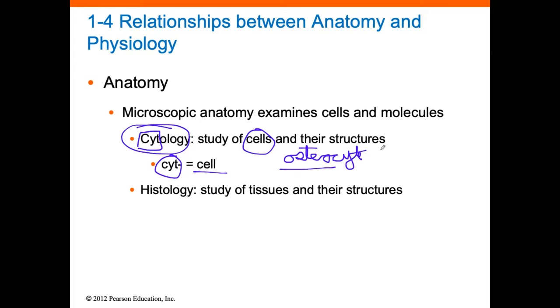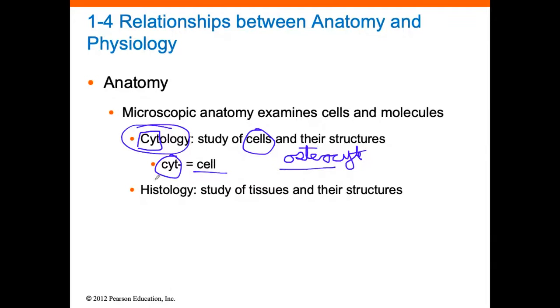If we see another cell called a cardiomyocyte, well, that's a heart muscle cell. If we hear of a chondrocyte, chondro means cartilage, it's a cartilage cell. If we talk about a hepatocyte, hepato like hepatitis, hepa means liver, it's a liver cell.